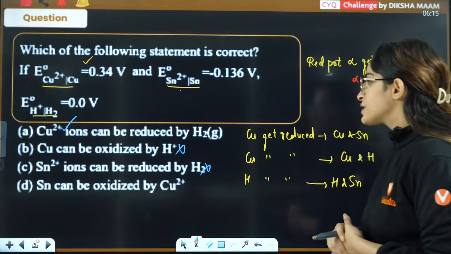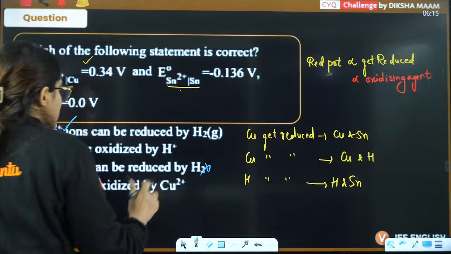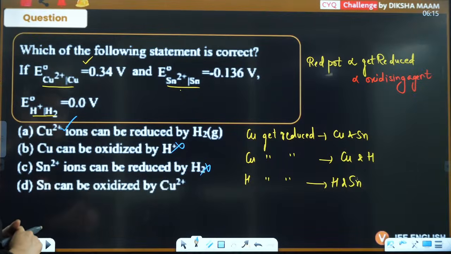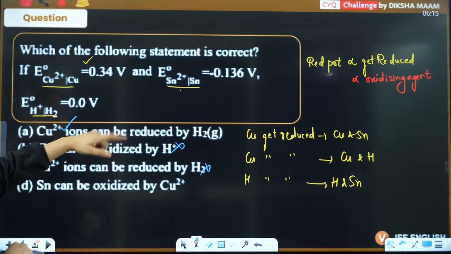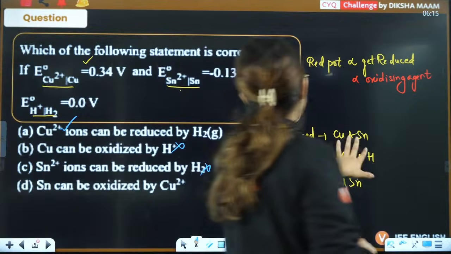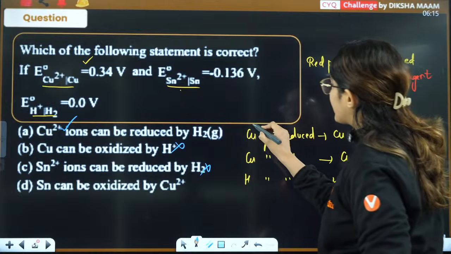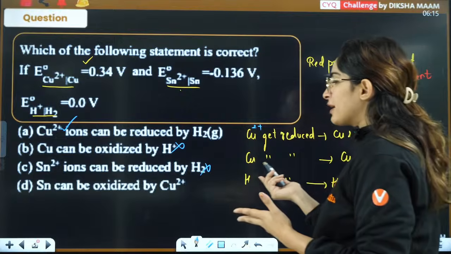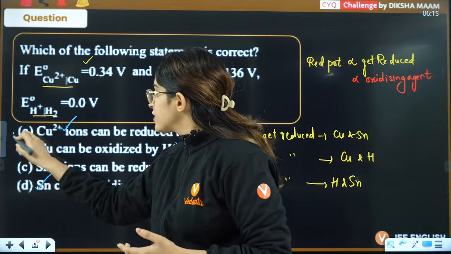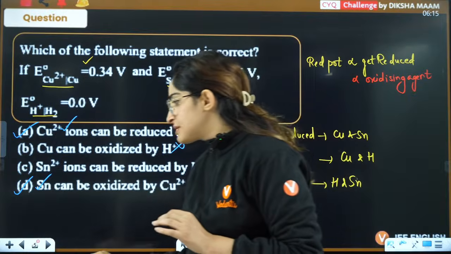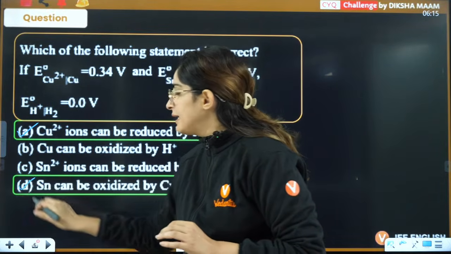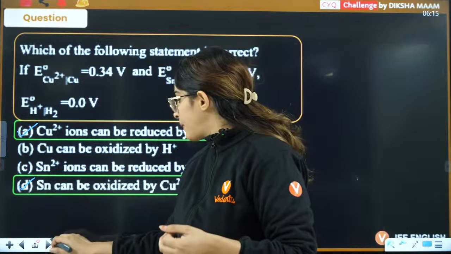Tin can be oxidized by Cu2 positive ion. They are asking the correct statement here, right? If you have Cu2 positive ion, tin will be oxidized. Yes, definitely. If Cu2 positive ions are getting reduced by H2, then when you compare copper and tin, copper 2 positive is getting reduced, then tin will be getting oxidized. So this is also correct. So the answer will be A and D are the correct options here, right? Okay, A and D are the correct options according to this question.